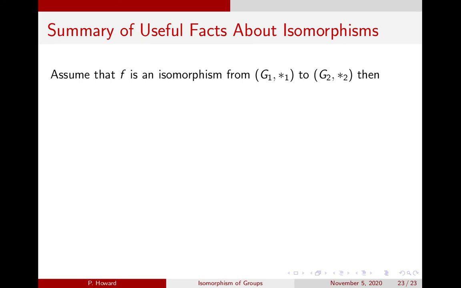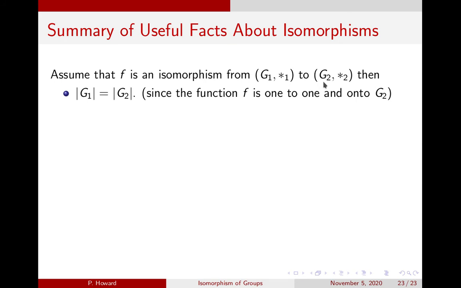Okay, here are some useful facts about isomorphisms. This is a summary of things we have discussed in this video. So, assuming that f is an isomorphism from the group G1 star 1 to the group G2 star 2, then, as we know, G1 and G2 have to have the same number of elements.